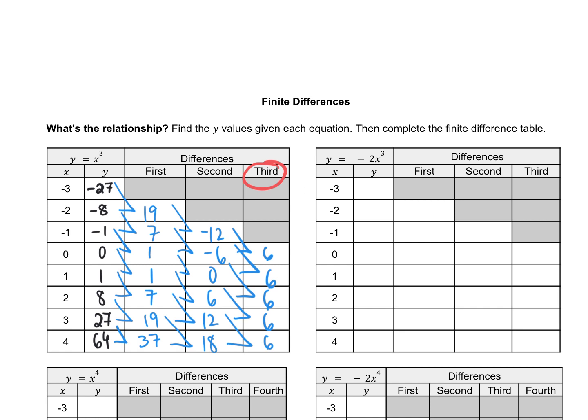So now let's repeat the process for our next function. It's another cubic function, but this time we have a coefficient of -2 out front. So when I find my y value, I'll do -3 to the power of 3, which is -27, but this time that y value gets multiplied by -2 so that we have +54. And then -2 cubed is -8 times -2 is 16. Pause the video, finish with your y values, come back and check your work.